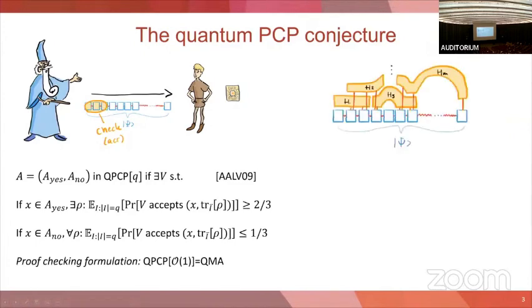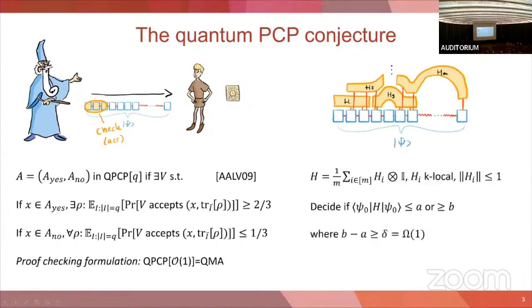Then again, we can define it also in terms of a local Hamiltonian problem. Again, local terms acting on a quantum state, same definition as before, but now there's a crucial difference. Note that because all the local terms are normalized, their operator norm is bounded. The factor 1 over m ensures that the total operator norm of the Hamiltonian is bounded. So this delta being constant means that it's constant relative to the operator norm. So the gap is much bigger now than what we had before. And the local Hamiltonian formulation states that this problem is also QMA-hard.